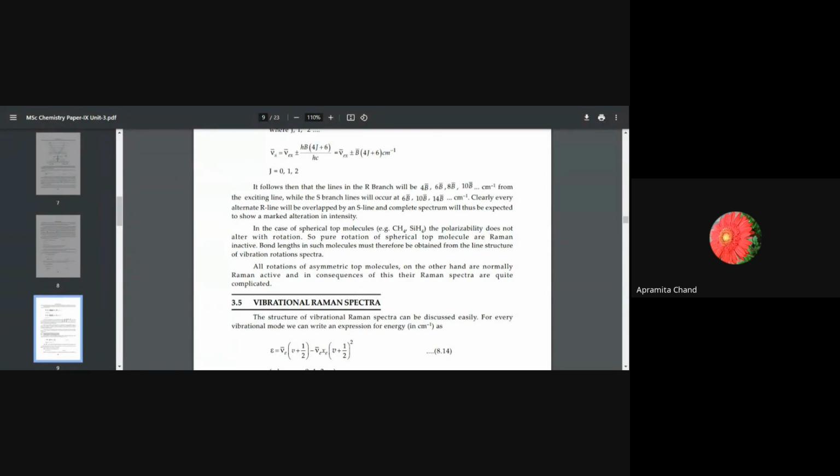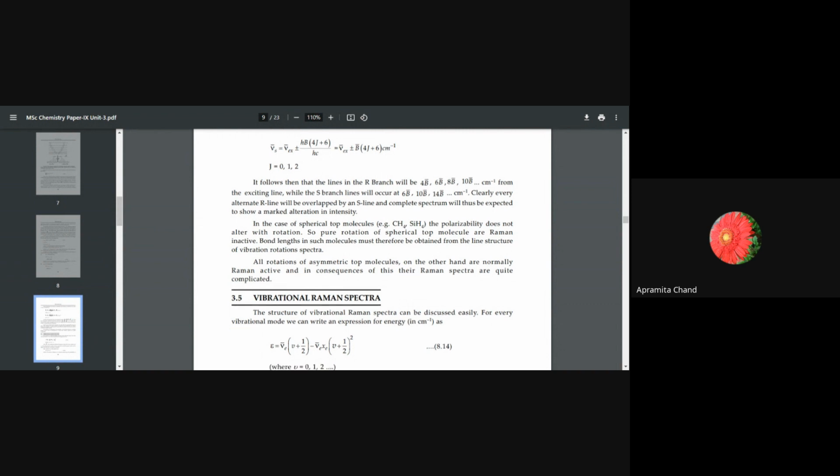But if it is an asymmetric top molecule, for example chloroform, then it is normally Raman active and its Raman spectra is also extensively obtained. If there is a spherical top molecule, bond lengths are not changing and the difference in polarity is not much, so the polarizability will not alter in case of rotation. But if there is a difference in polarity within the molecule, then it can be Raman active, and its Raman spectra can be obtained.